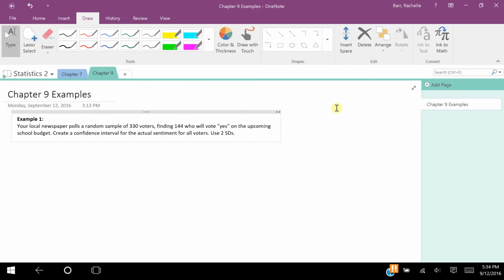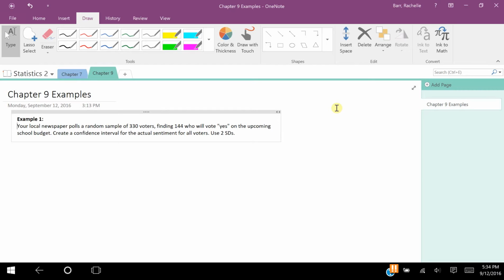So in example 1, we're going to look at your local newspaper polls a random sample of 330 voters, and you find 144 who will vote yes on the upcoming school budget. Create a confidence interval for the actual sentiment of all voters, and we're going to use 2 standard deviations. So I could have come up with a 95% confidence interval, but that would just be a rephrasing of the statement. And I want to find a proportion of all voters who will vote yes in the upcoming school election based on the random sample.